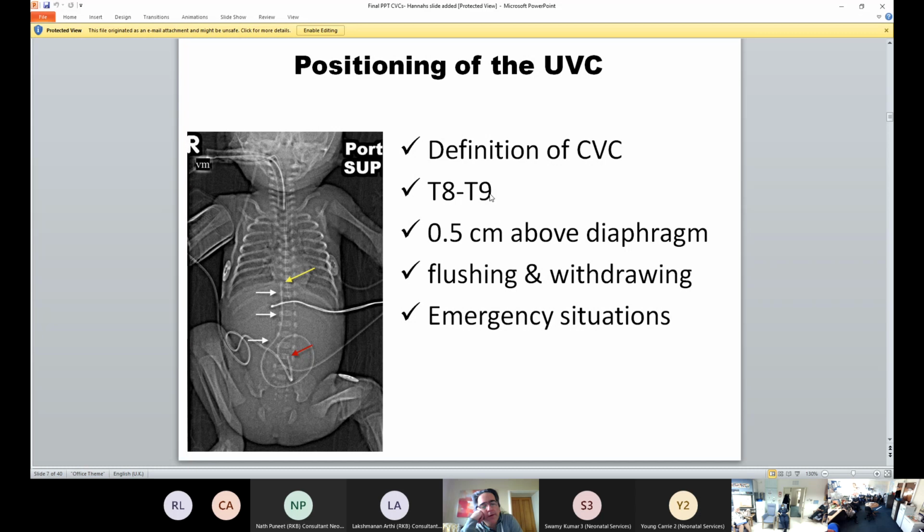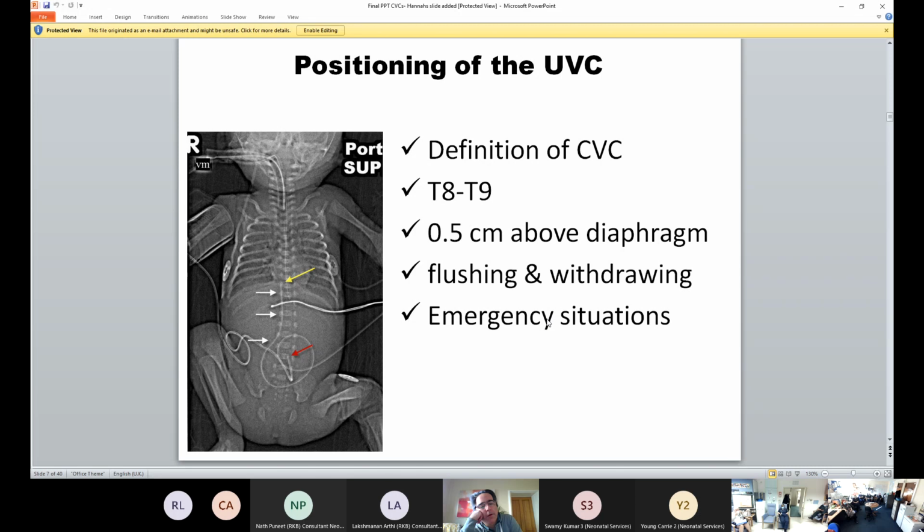If it is below T9, then there is a risk of extravasation into the liver. If it is above T8, it means it is in the right atrium and carries the complication of being in the right atrium. It has to be flushing and withdrawing blood. Otherwise, we know that we are in the wrong position or wrong direction. If it is not withdrawing blood, we have to pull it back until we get free flow of blood, and then we X-ray and verify the position.